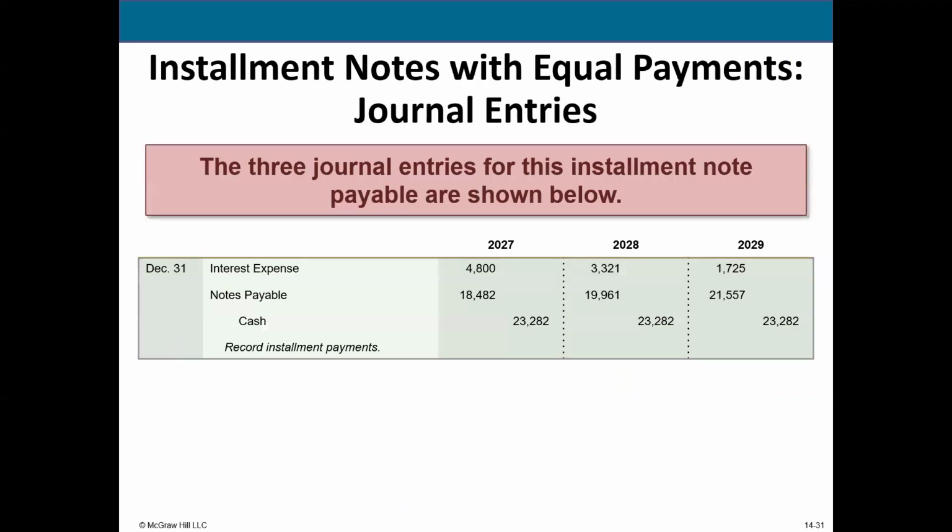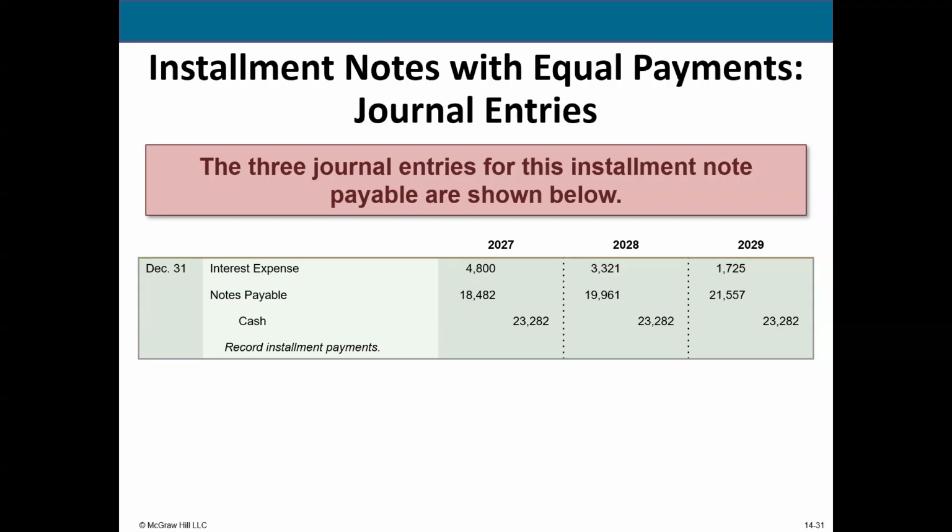The next part I'd like to show you is the journal entries that we make for those 3 years. And it's based off of that table that I just showed you. So in 2027, our interest expense is 4,800, and the face value portion being paid is 18,482. So it's a total payment of 23,282. In 2028, that interest expense was 3,321. The difference moved to the face value payment. And 2029, the interest expense was only 1,725, and the remainder was from the principal amount.